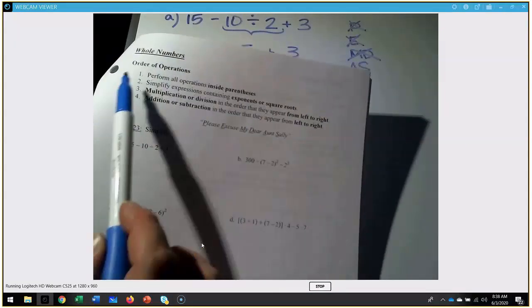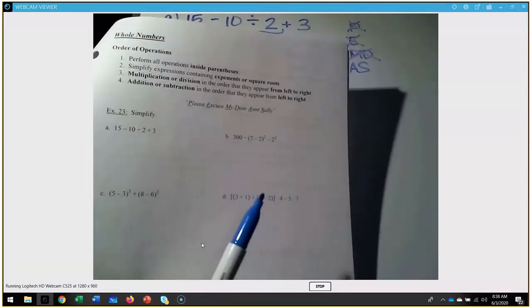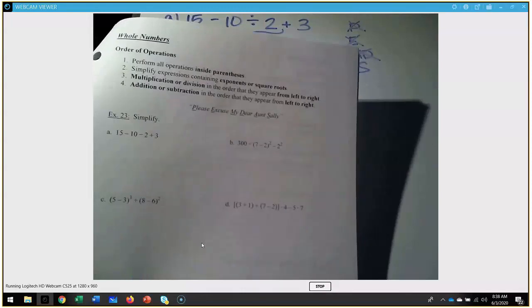All right, by the way, I'm just following along. If you've got the notes from Blackboard, I'm following along with the problems that I have posted there. You can always go back and look at this later if you want to.